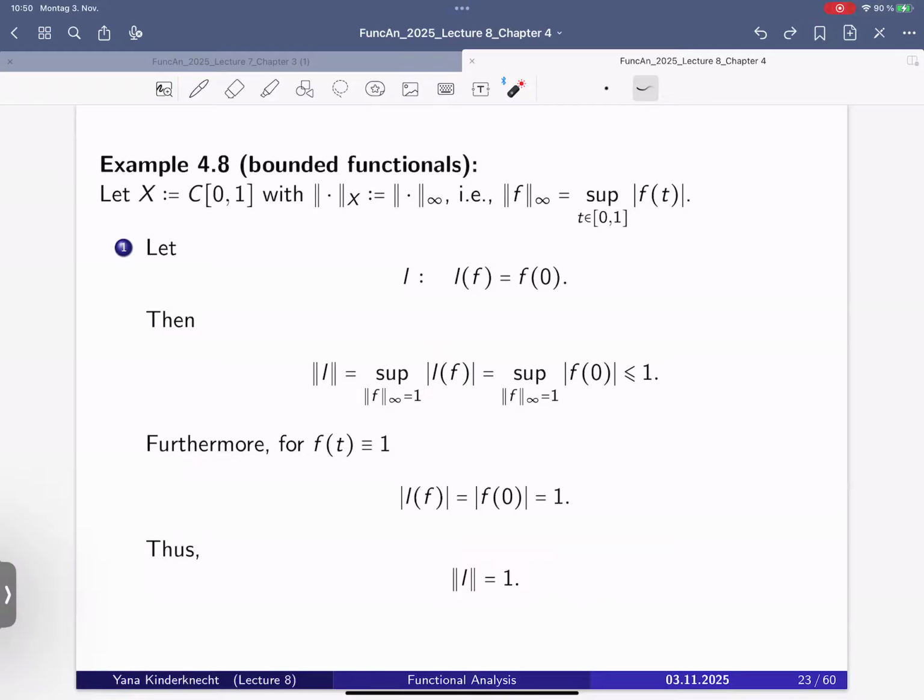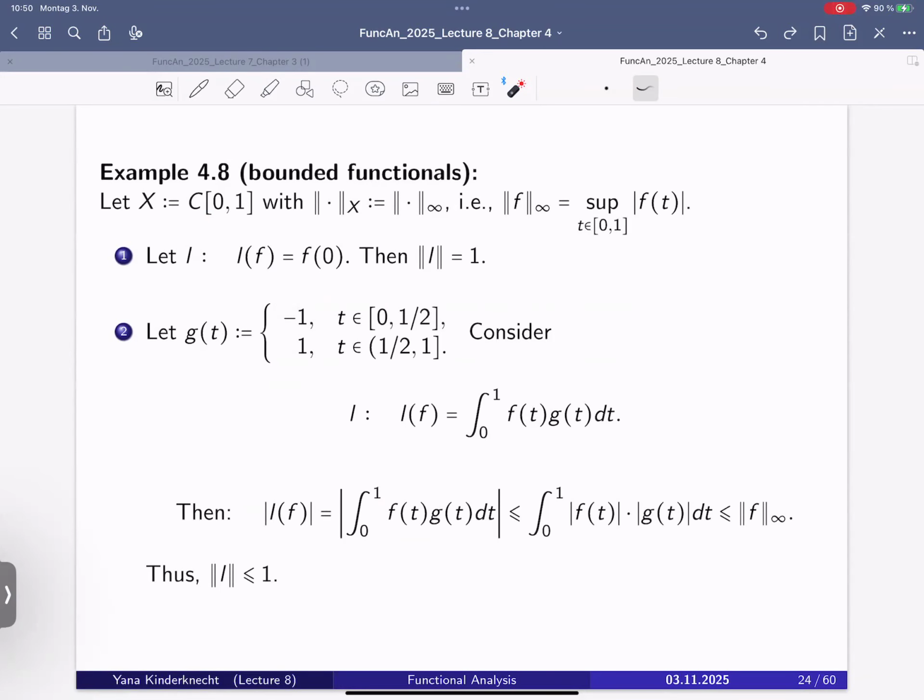Of course, L is a linear mapping. Hopefully it is clear. And we see that it is a bounded linear mapping, or continuous linear mapping. Everything is clear? Yes. Okay.